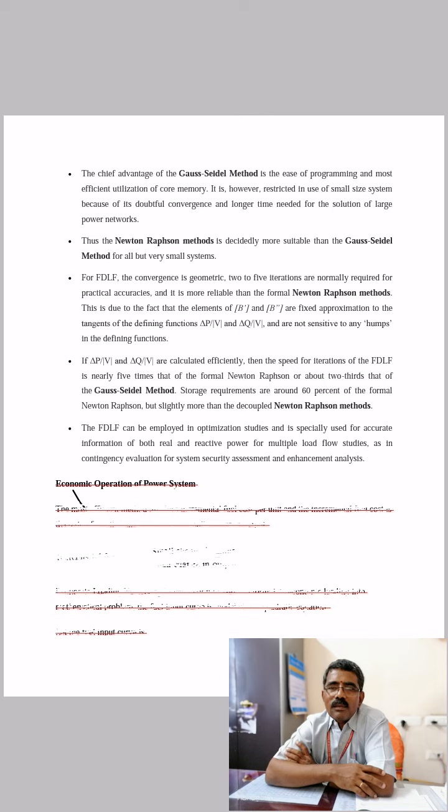Then also let me mention fast decoupled load flow methods. For FDLF, the convergence is geometric. 2 to 5 iterations are normally required for practical accuracies, and it is more reliable than Newton-Raphson because the fast decoupled load flow method is the updated version of the Newton-Raphson method. And in fast decoupled load flow methods, the speed is nearly 5 times that of the formal Newton-Raphson method, that means about 2/3 of that of Gauss-Seidel method.